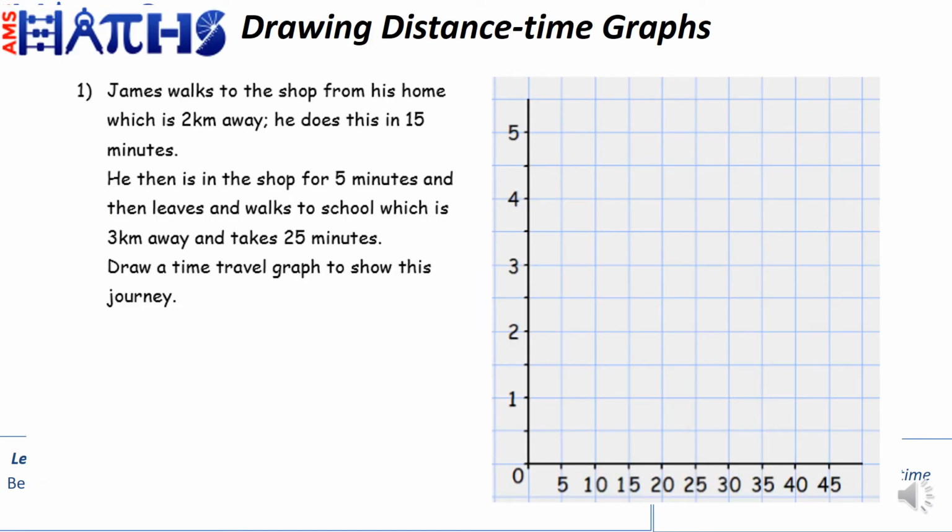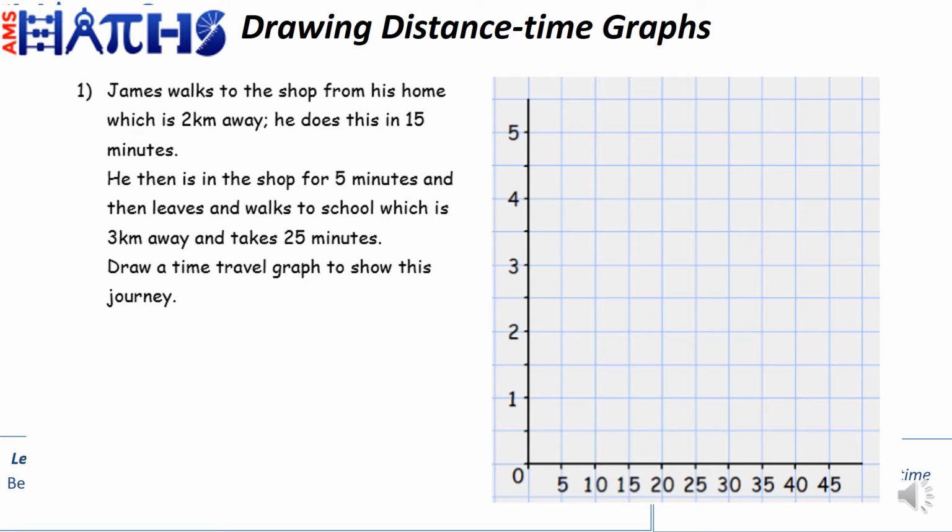Now we're going to practice drawing distance time graphs. So here's our first example. James walks to the shop from his home, which is 2 kilometers away. He does this in 15 minutes. He then is in the shop for 5 minutes, then leaves and walks to school, which is 3 kilometers away, and that takes 25 minutes. So we need to draw a distance time graph to show his journey.